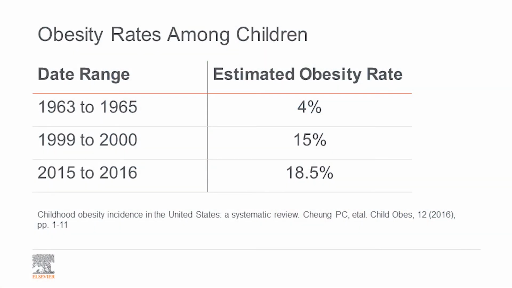In the United States, the obesity rates among young children between the years of 1963 and 1965 were recorded at roughly 4%. And then between 1999 and 2000, the rates rose to around 15%. And between the years of 2015 and 2016, the overall childhood obesity rate climbed to an alarming 18.5%. In addition, in 2016, an estimated 42% of children aged 5 to 19 in the United States were overweight, compared with an overweight estimate of about 19% in 1975.